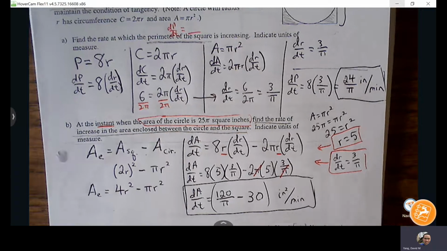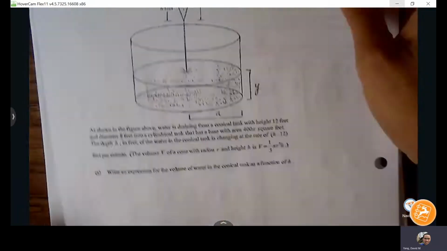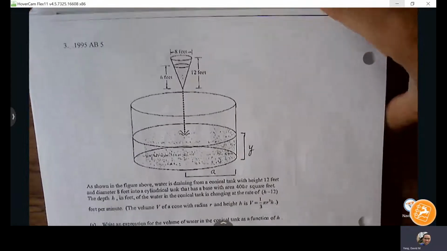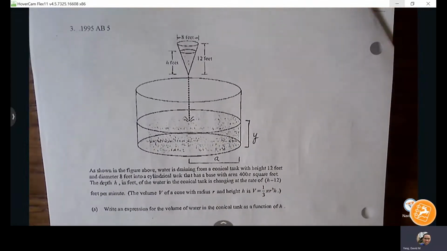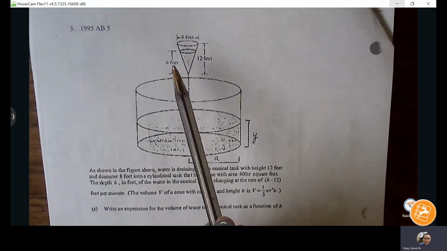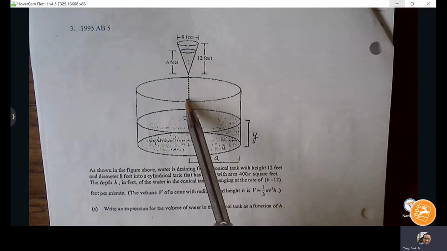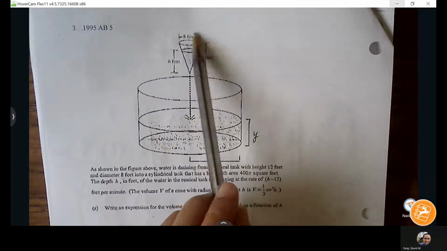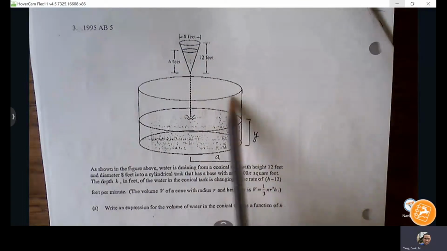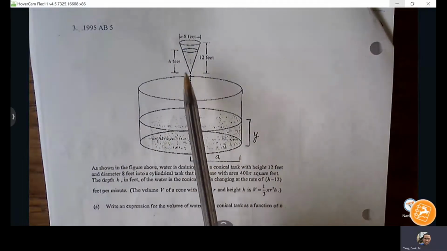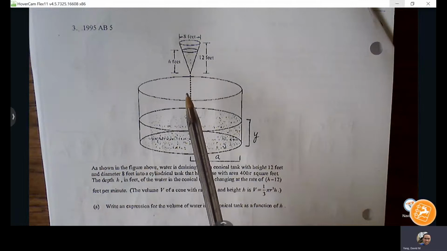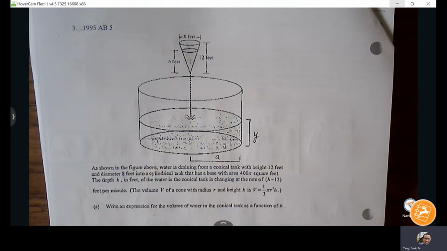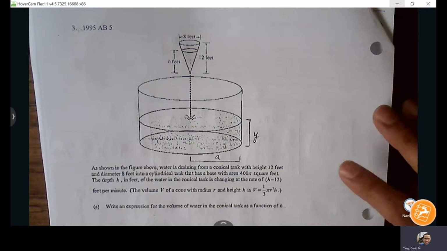Let's go to number 3. So I like this problem because it allows us to review 2 distinctly different related rates problems. We have a cone, we have a cylinder. They both have very similar formulas, but they have very distinct ways that we handle them from a related rates standpoint. Okay, so let's read the problem.